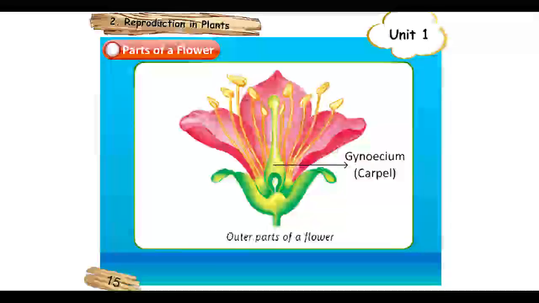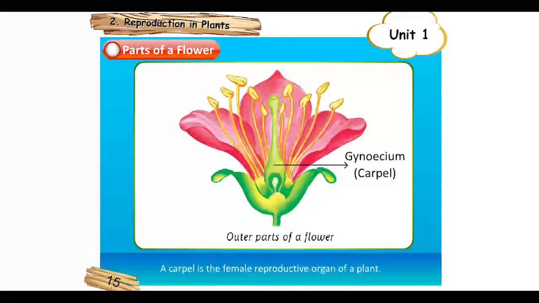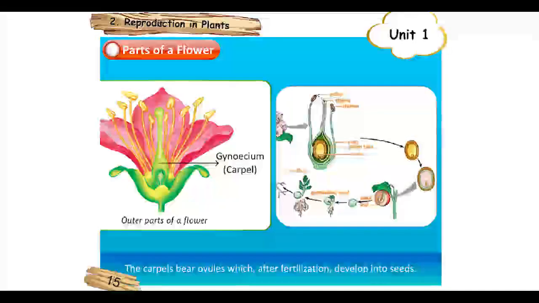4. Gynoecium or carpel. It is the centrally placed whorl of a flower. It is composed of carpels. A carpel is the female reproductive organ of a plant. The carpels bear ovules which after fertilization develop into seeds.